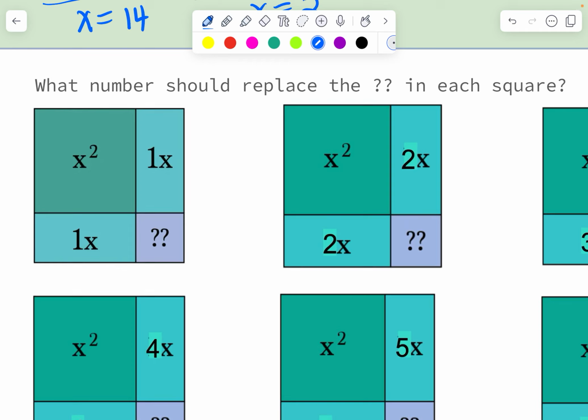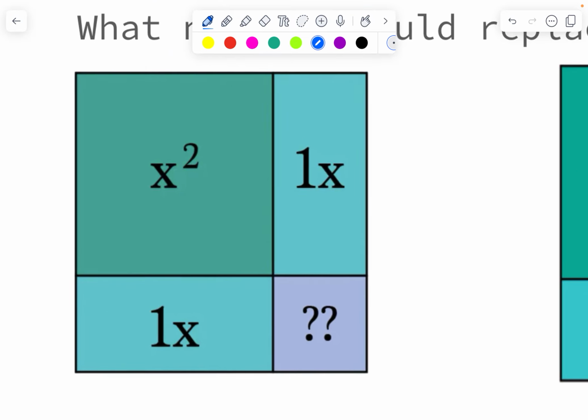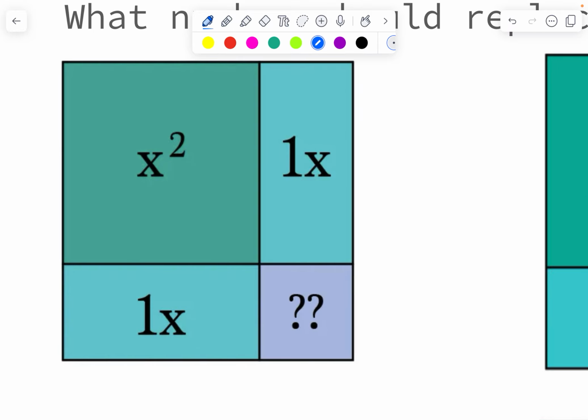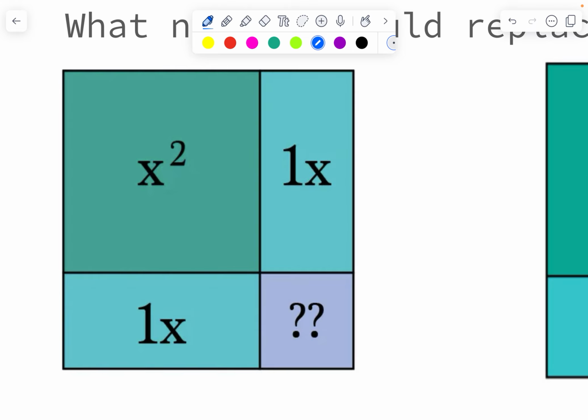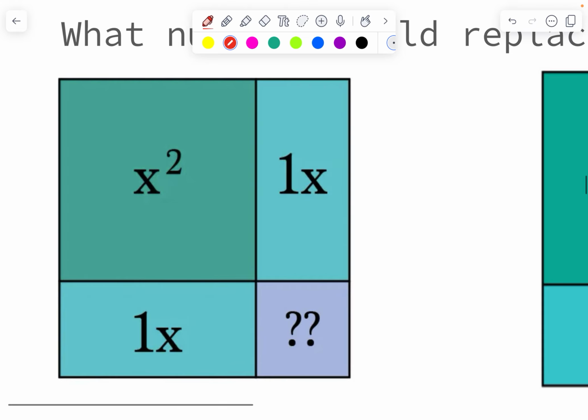Hi friends, today we're going to continue talking about completing the square, but we're going to add a couple steps here. We're going to actually complete the square. So here, if we look at this square, we're going to figure out what needs to go in the question mark. So in this case, we know this is the same as x squared plus 2x plus something. We're trying to figure out what that other thing is to make this a perfect square.